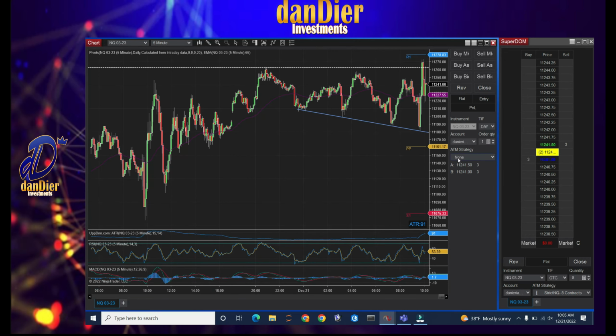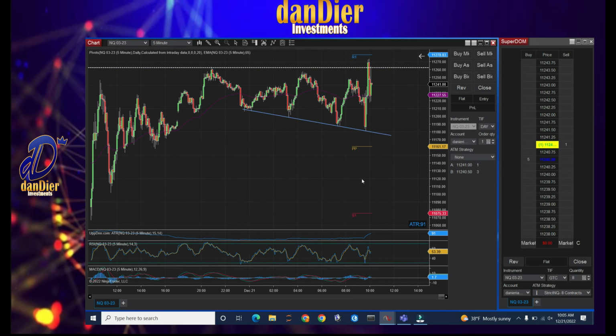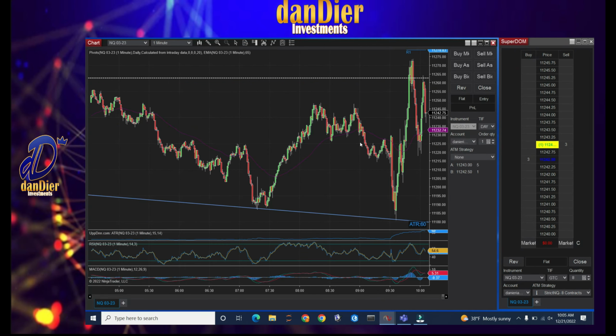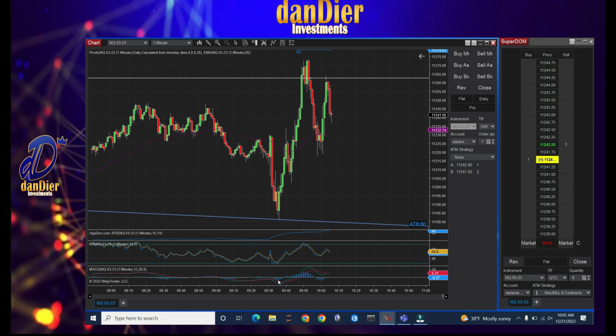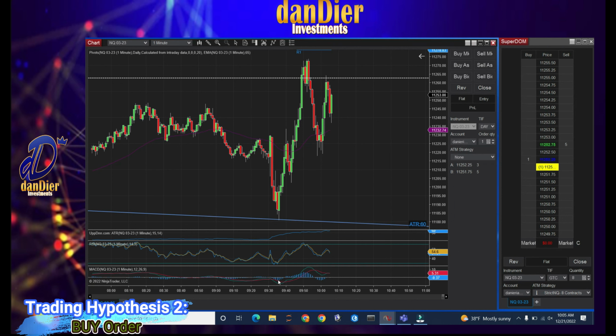So we can see that we did make a lower low. Still trending in between this particular range. So we have a higher low here. So now what I'm looking for is maybe the direction has changed. What I'm looking for is my trading hypothesis 2, this buy order, looking to get in this area here, because this may be a potential bull flag for us.